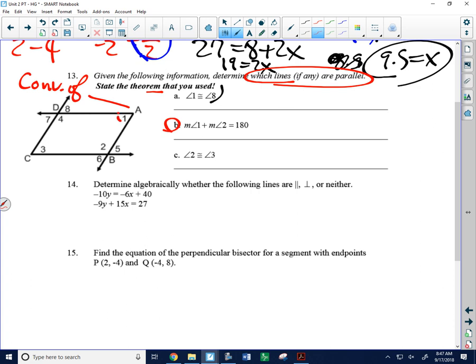1 and 2 right there are supplementary. They sum to 180. You should first identify 1 and 2 as same side interior. Do we want same side interior to be supplementary? Yeah. So this one is good. Otherwise, you'd write no conclusion. This one's good. So which lines are parallel?